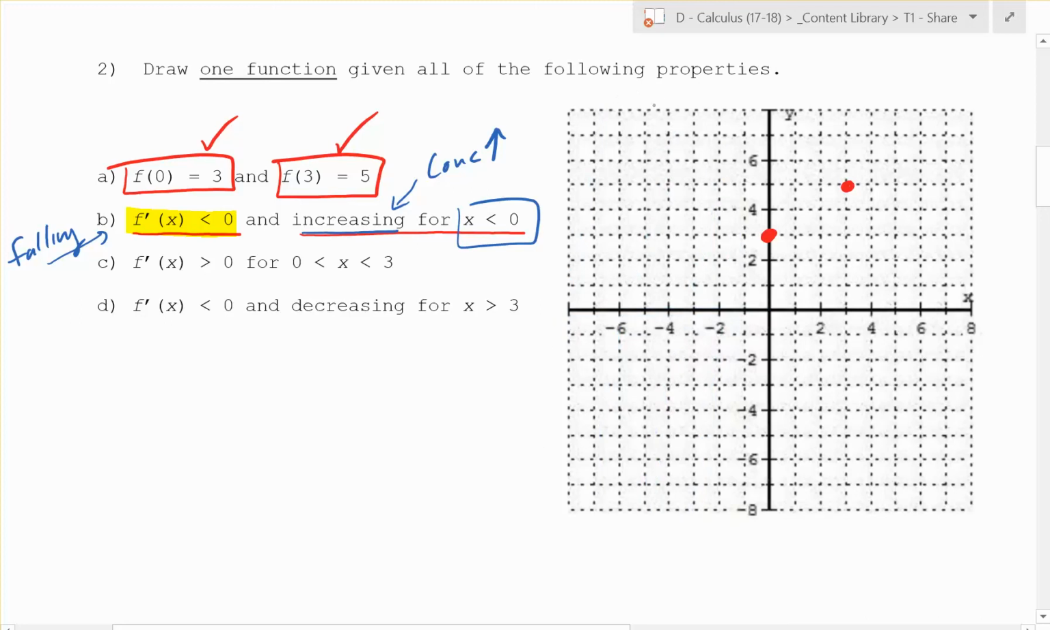So let's just draw something like that for now. So it's going to be falling and concave up to there. We can change it if we need to, but that matches part B here.